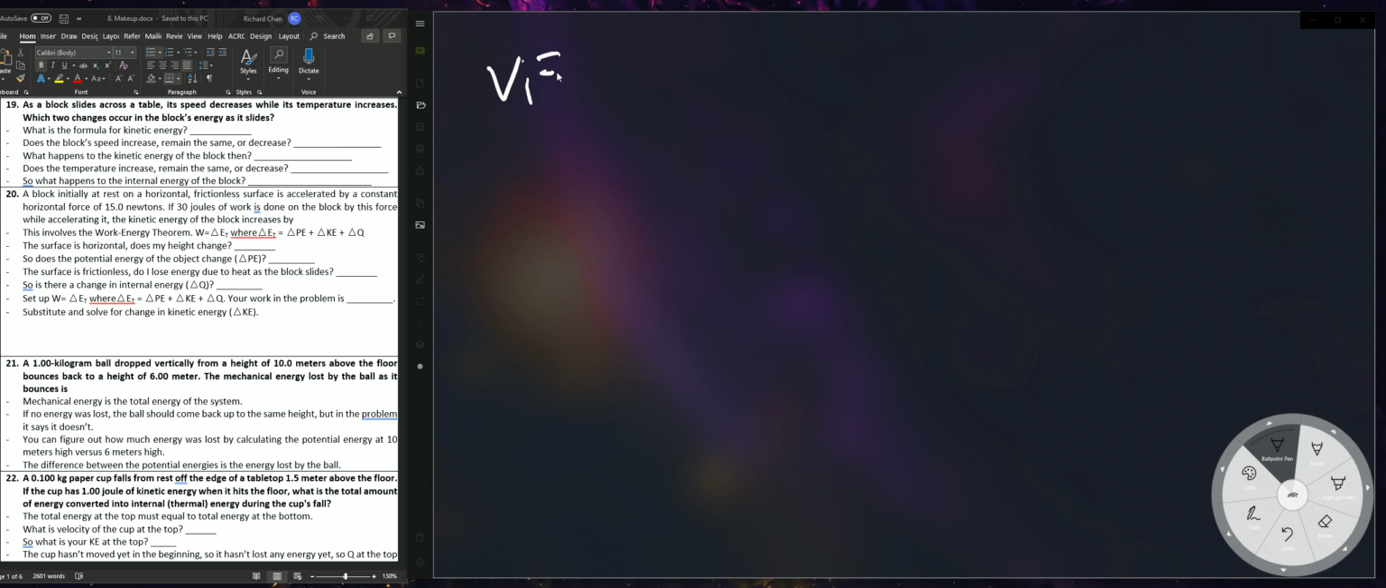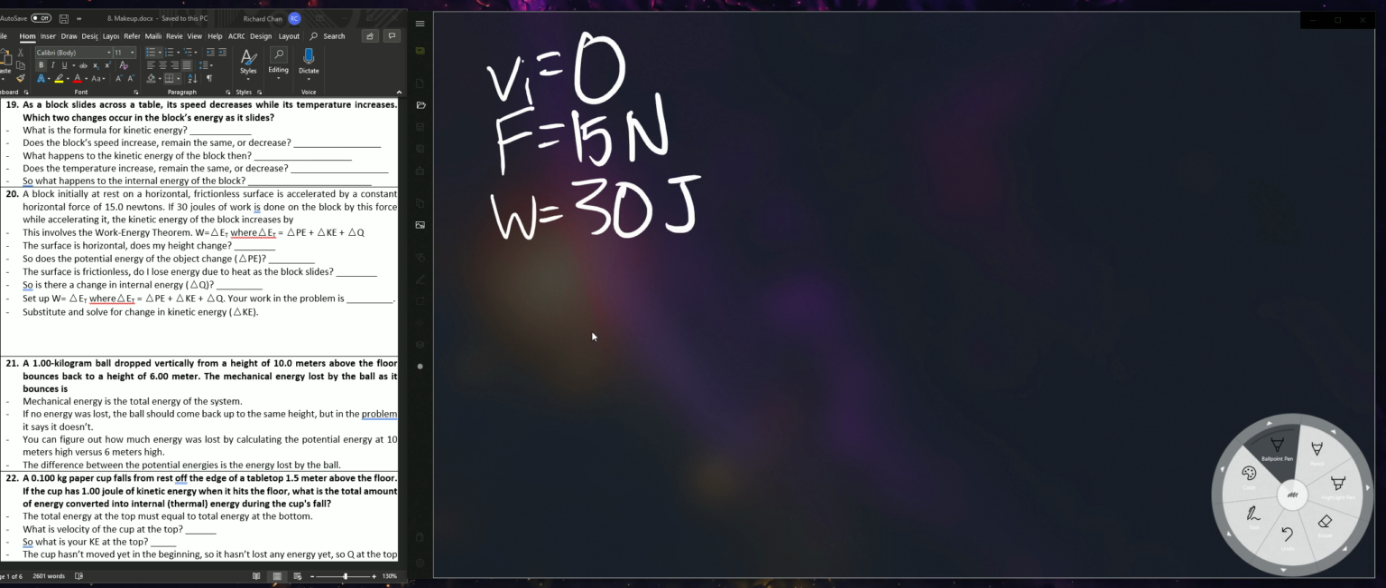A block initially at rest is 0. So your horizontal force is 15 newtons. So your work is 30 joules. The kinetic energy of the block increases by what?